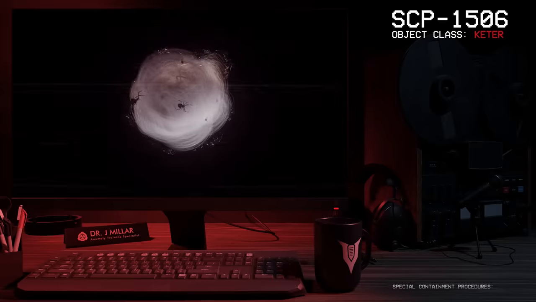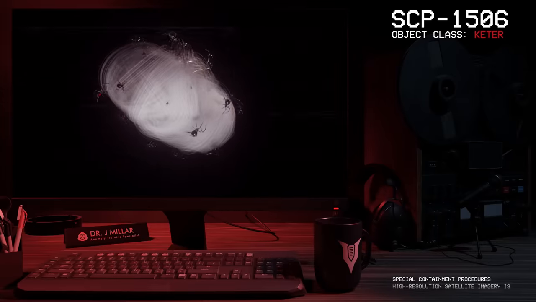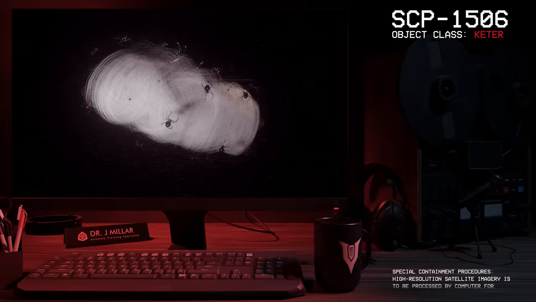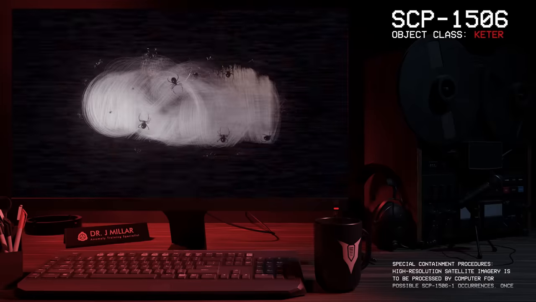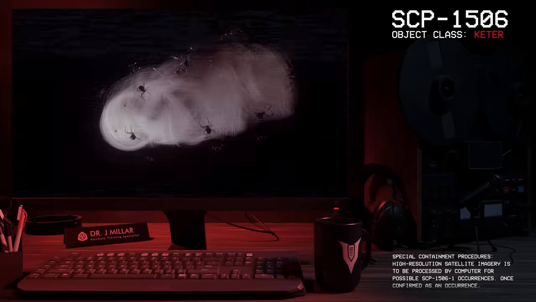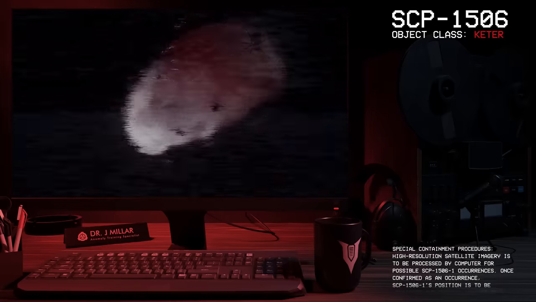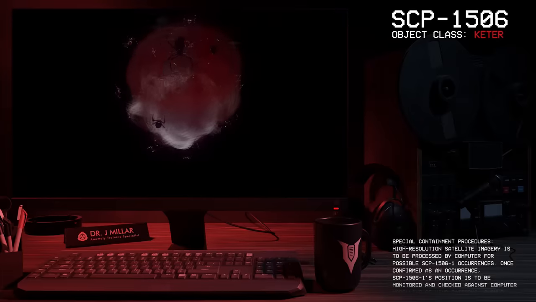Good afternoon, everyone. My name is Dr. Miller, and the SCP we're going to be looking at today is SCP-1506, Object Class Keter. Special Containment Procedures.